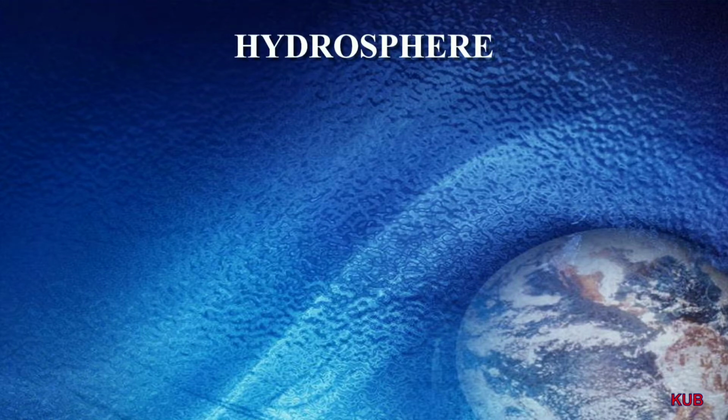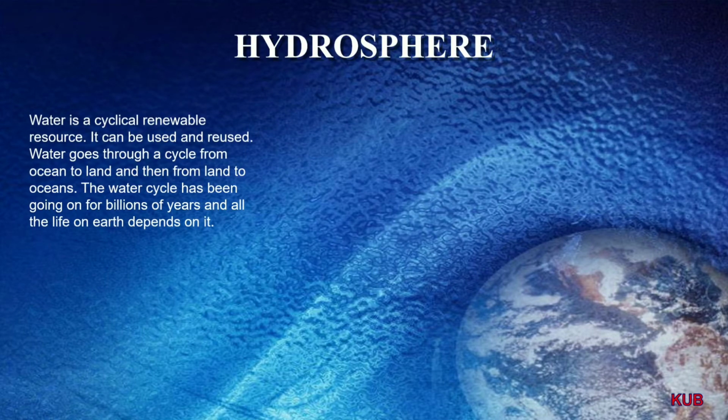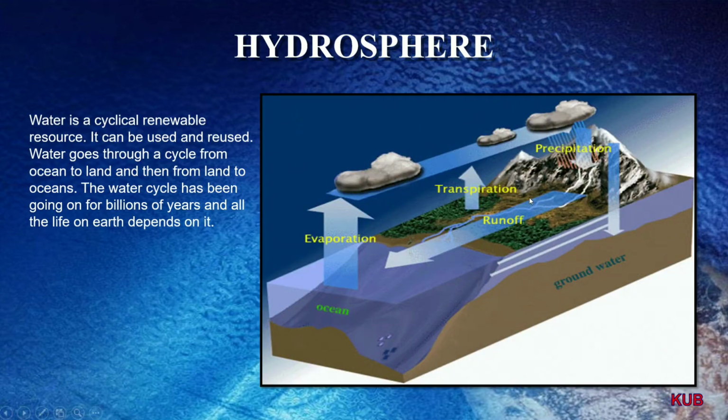Hydrosphere. Water is a cyclical renewable resource. It can be used and reused. Water goes through a cycle from oceans to land and then from land to ocean. The water cycle has been going on for billions of years and all the life on earth depends on it.